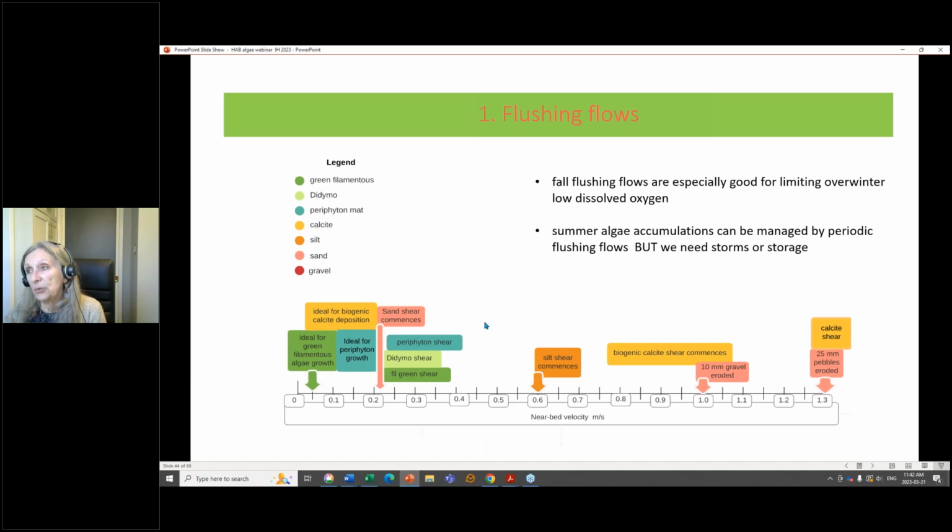Fall fishing flows are especially good for limiting overwintering algae blooms, which could keep oxygen low and cause off taste and odors in the winter. And summer algae accumulations can be managed by periodic flushing flows, but either you need storms at convenient intervals or you need some form of storage or reservoir so that you can release a flushing flow.